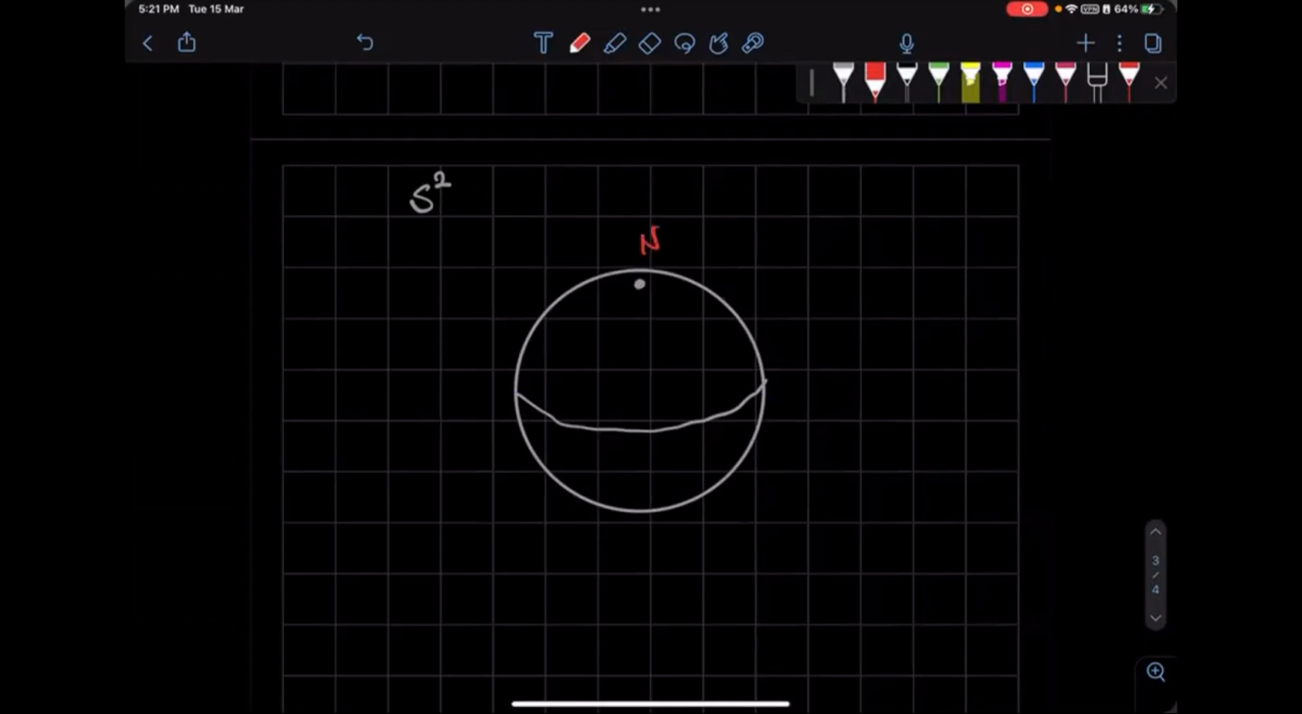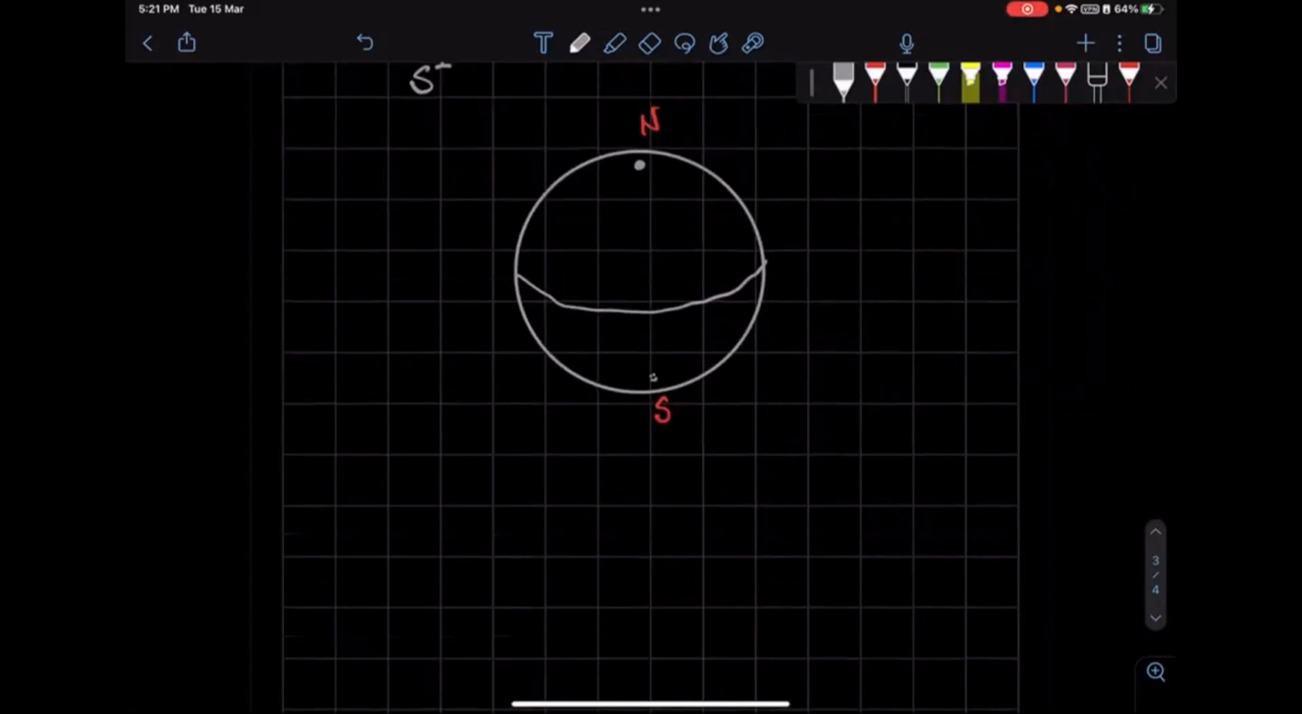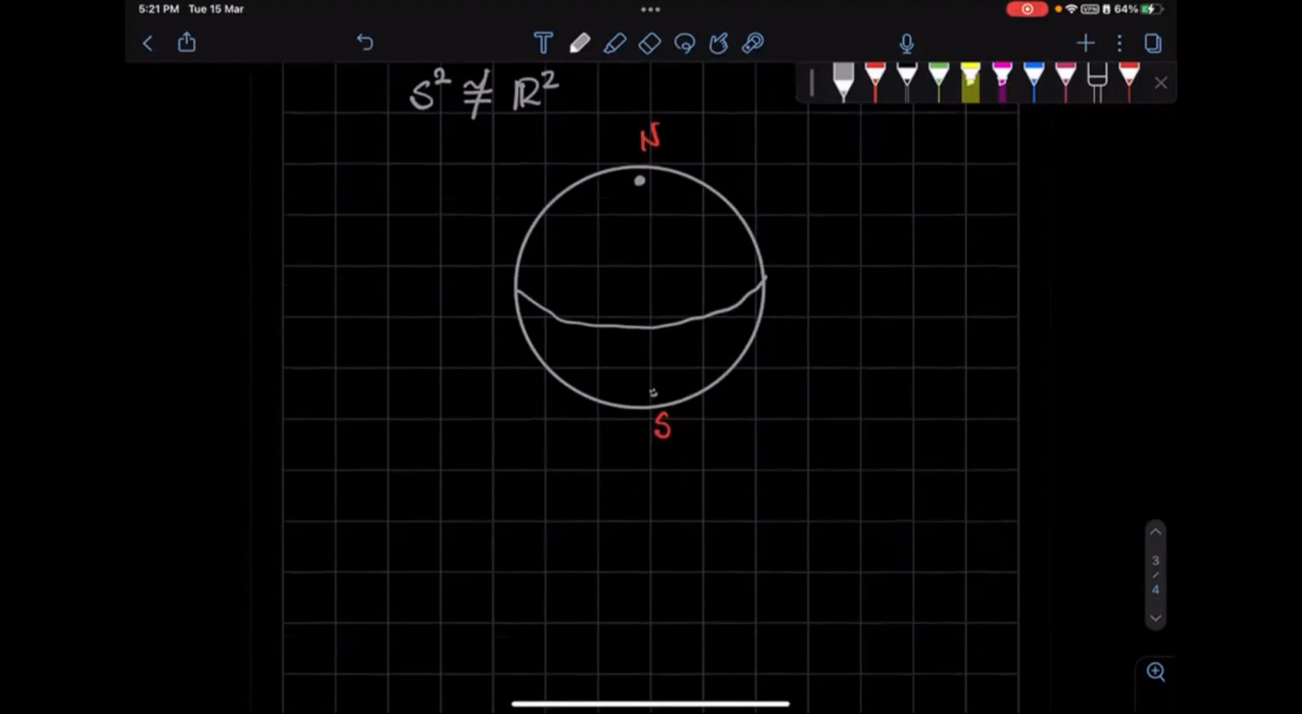And there is a South Pole somewhere, which is on the other side, right? And the South Pole is somewhere there. Okay, now the thing is that it is obvious that S2 is not equal to R2, right? But we can cover most of S2 by a subset of R2, and we can do it in many, many different ways. A very common way of doing that is known as the stereographic projection.